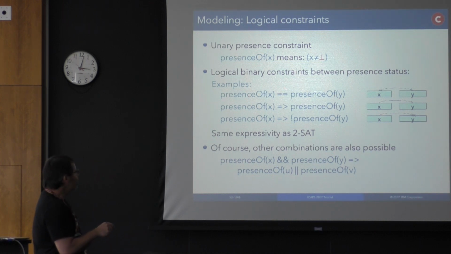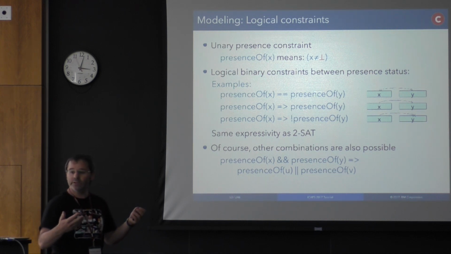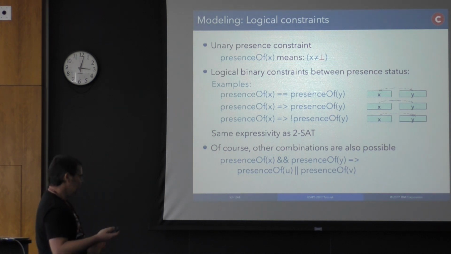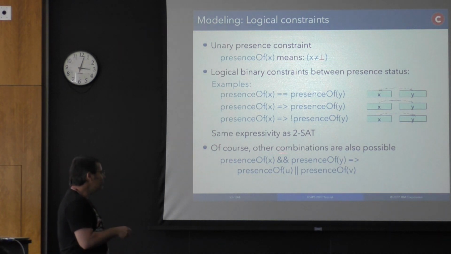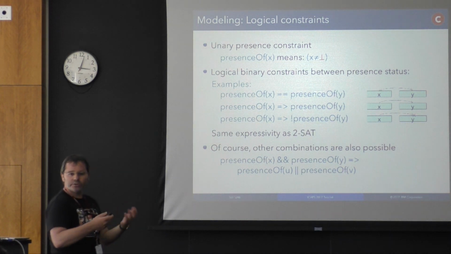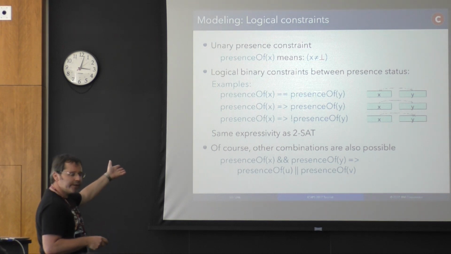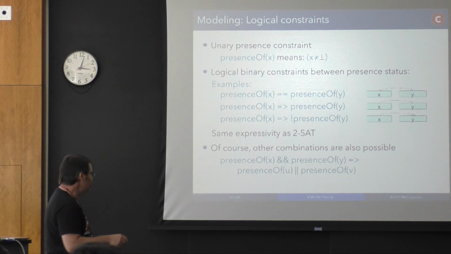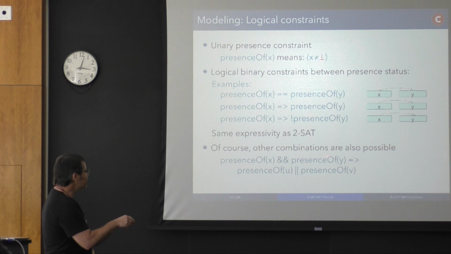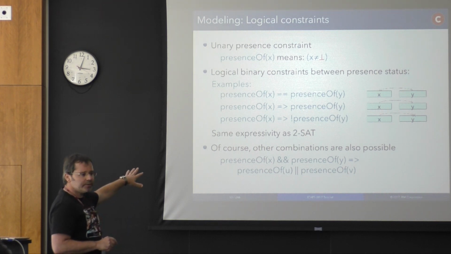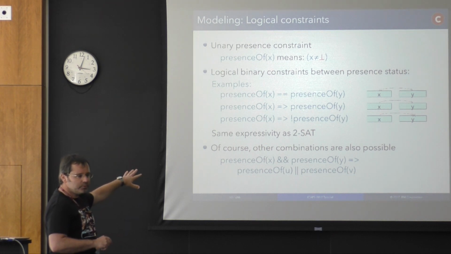So if you look at this binary constraint, of course you have some kind of expressivity just like 2SAT on these Boolean statuses of presence. Of course, in CP Optimizer you can have much more complex constructs between this. You can say, okay, this is not a realistic example, but just as an example, if X and Y are present together, then either U or V must be present. You can say that. But this type of constraints, if you can avoid them, it's good.